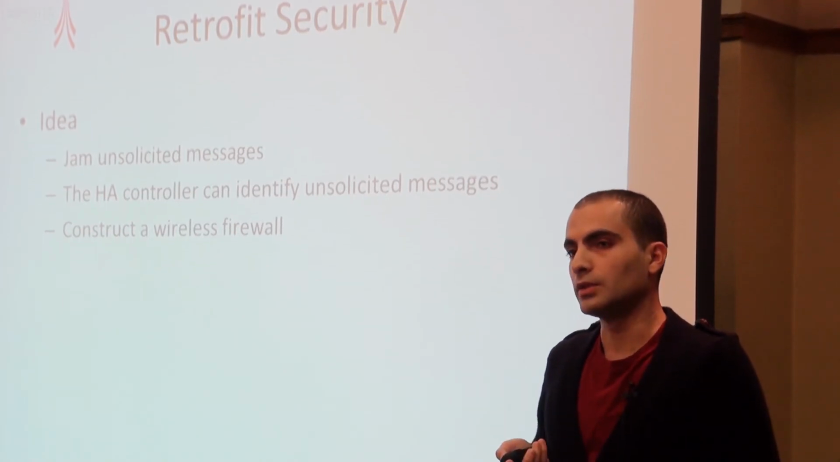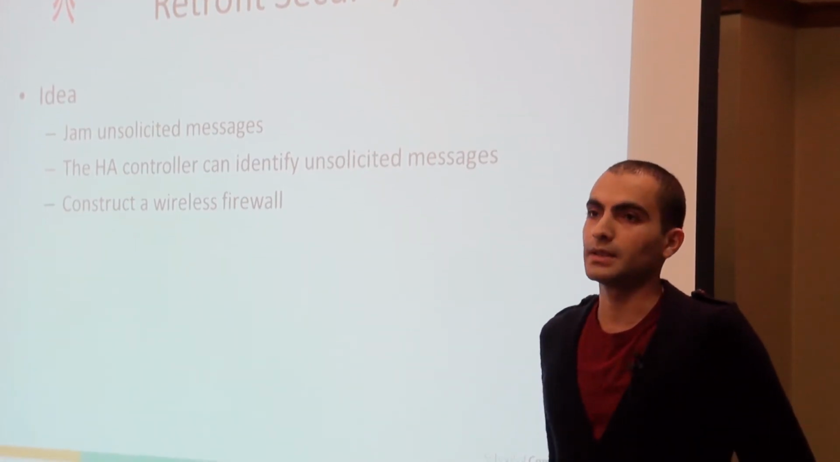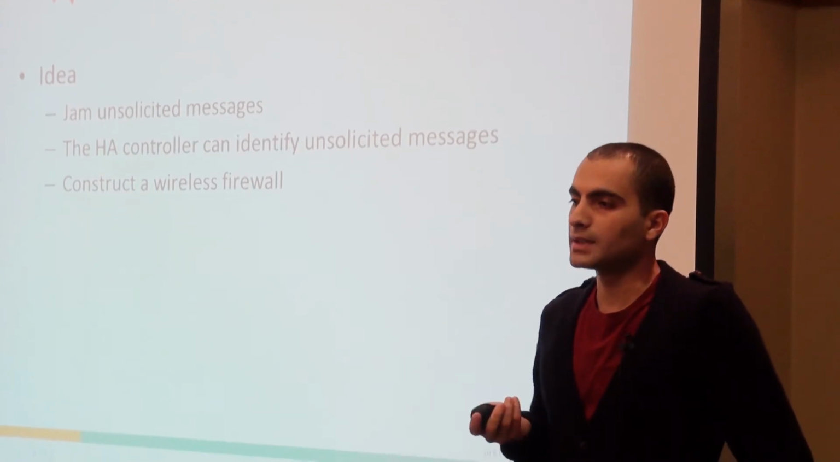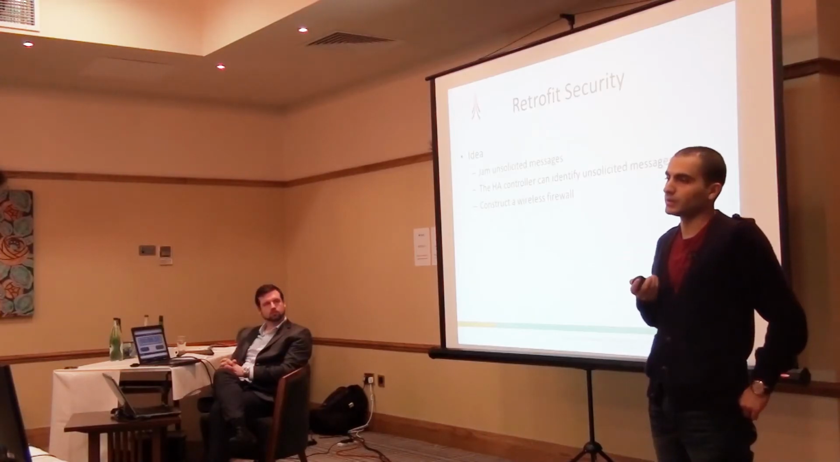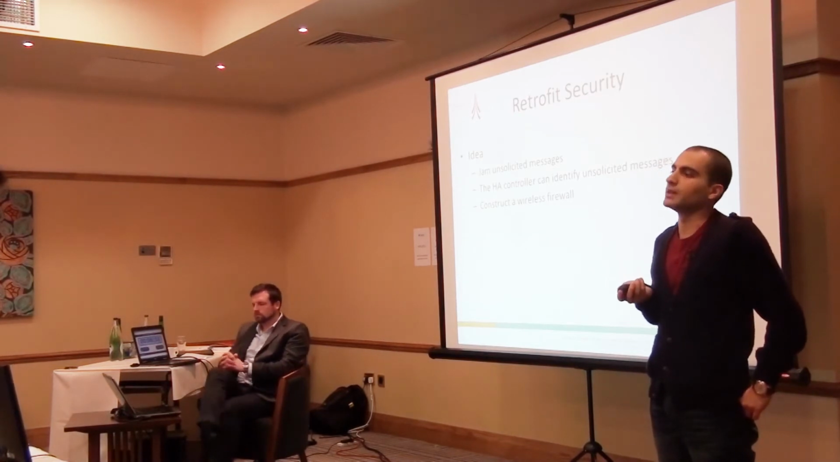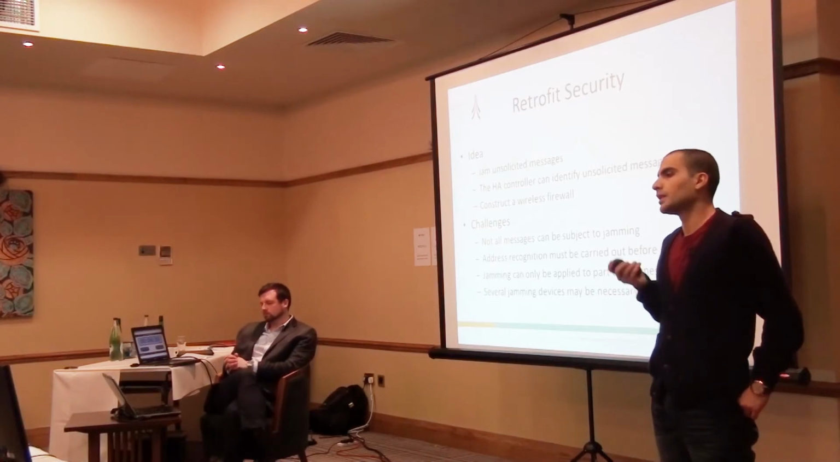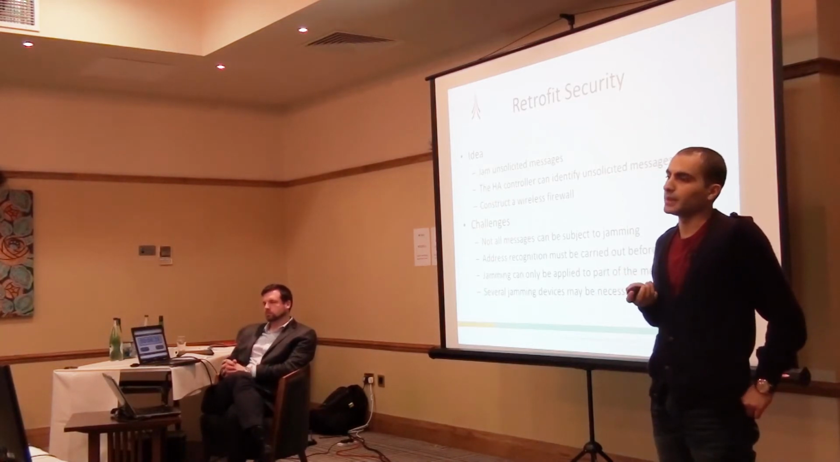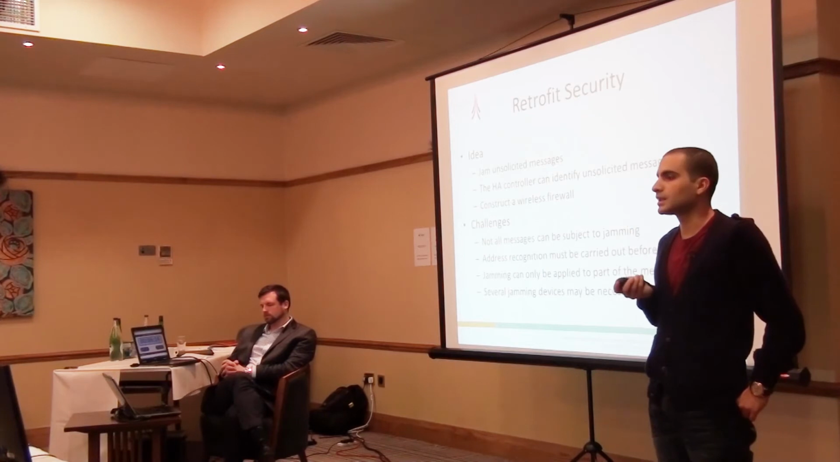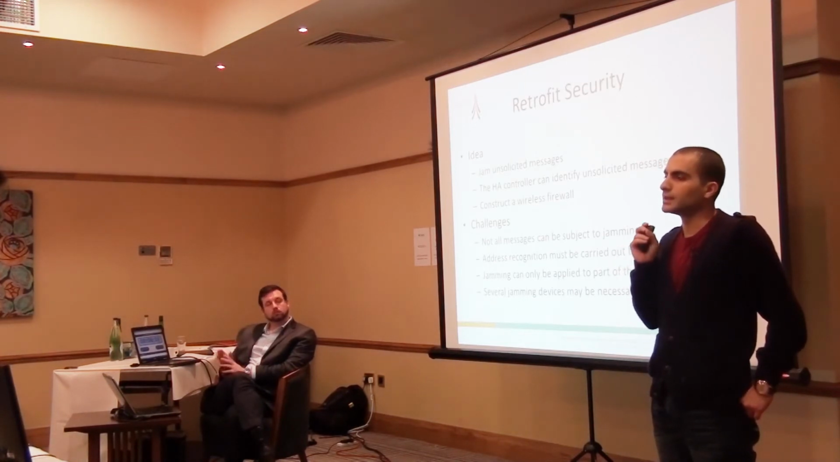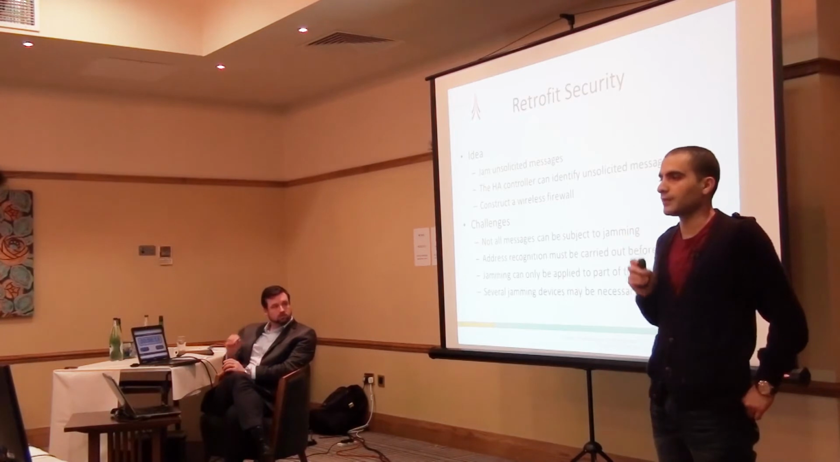The home automation controller will identify the unsolicited message, and if it decides the message is unwanted, then it will jam it. It's like constructing a wireless firewall. But there are some challenges. For example, not all messages can be subject to jamming because some of them might be legitimate. And address recognition must be carried out before jamming. And this address information is very tiny, so the recognition should be very specific.